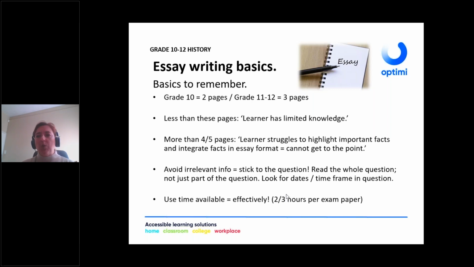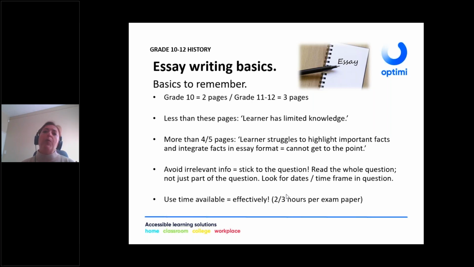There's a reason why we give you 3 hours per history paper. Remember, a source-based question counts 50 marks. You need to answer 3 questions, 50 marks each, for a total of 150 marks. You cannot answer effectively in 40 minutes. So you need to use the time that is available, especially when it comes to essay writing.